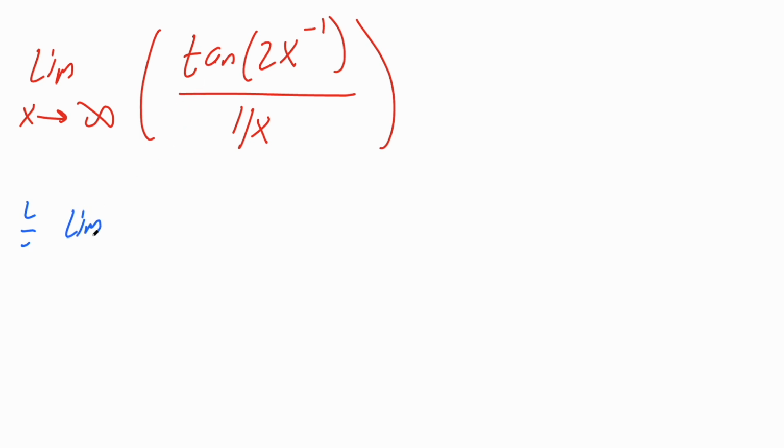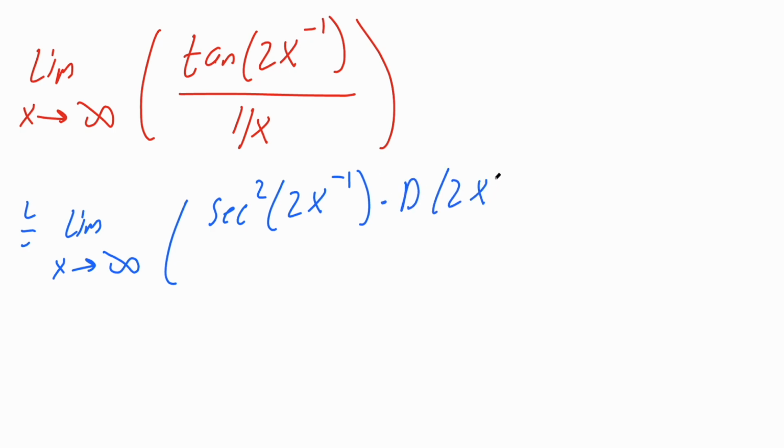So we have the limit as x approaches infinity of, and the derivative of tan is secant squared, we keep our inside piece, so (2x^-1). Now this is going to involve the chain rule, so I can take the derivative of the inside piece, times d(2x^-1), divided by, we take the derivative of this piece. So I'm going to say d, instead of 1 divided by x, I can say I have x raised to negative 1.